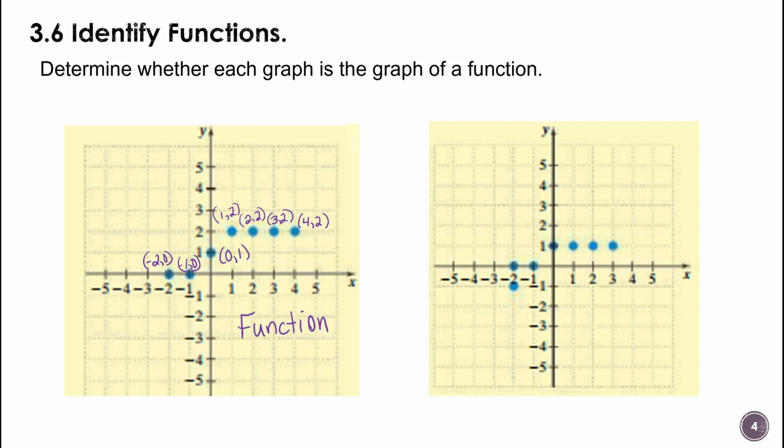And then on the next one, I want you to notice these two. Once you kind of get used to this, you would be able to pick that out. So I have a -2, 0, and I have -2, -1. So this one is not a function because some of my x-coordinates repeated, in particular on these two ordered pairs, so not a function.